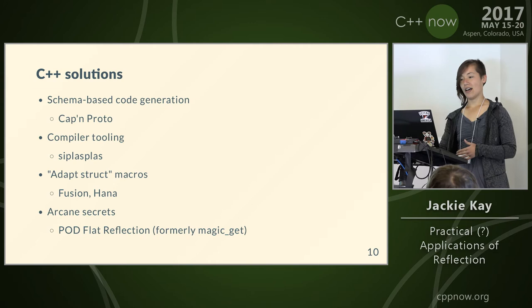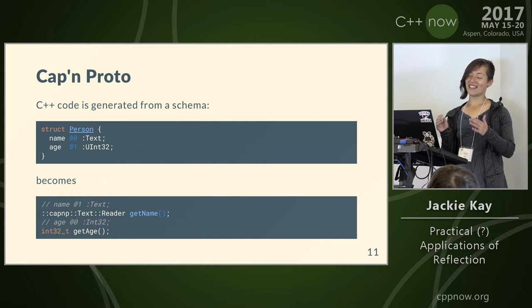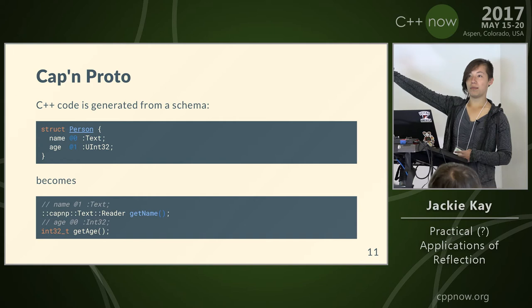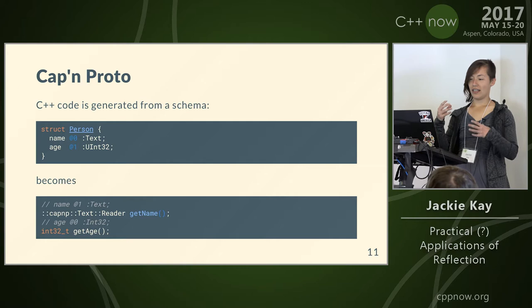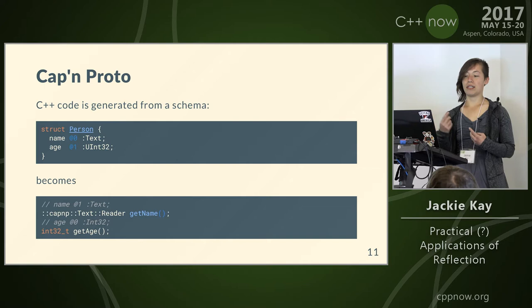One example of this first technique is Cap'n Proto or Protobuf. It's not really providing introspection, but Cap'n Proto actually has a runtime introspection interface, where you can define a struct. This top part is not C++, it's their schema definition, where you specify a struct using their schema, and then it generates C++ code. It says, I have a member named name, and then I'm going to generate a function called getName.